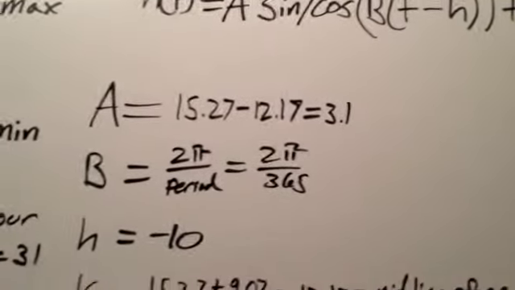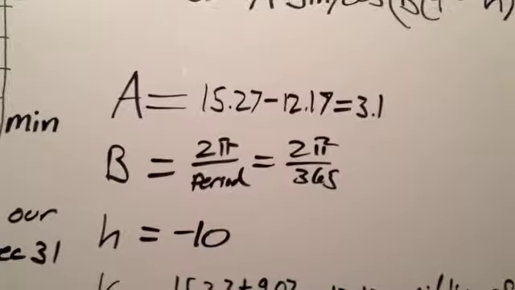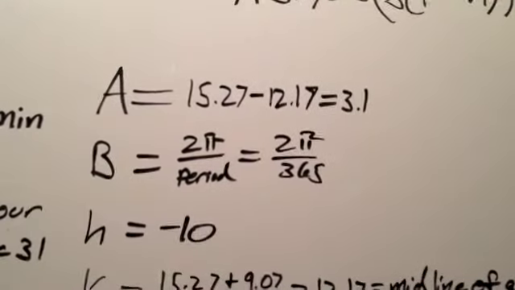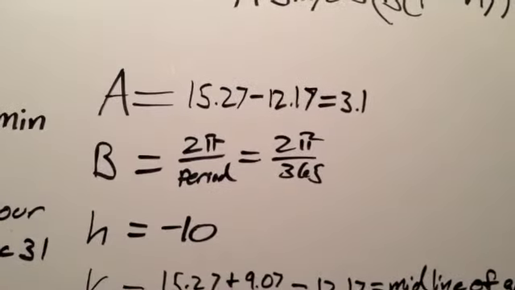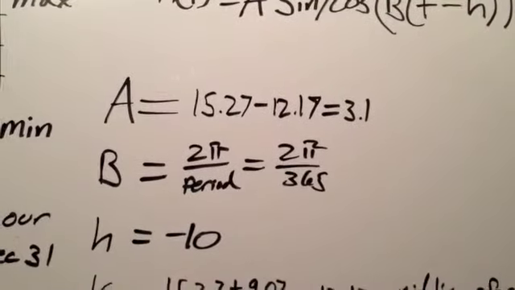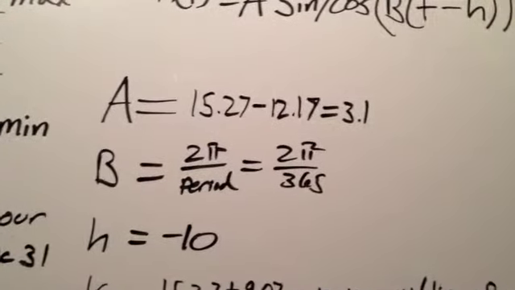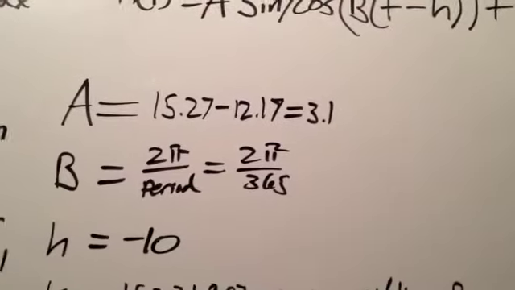So next we're going to find the b value, which is 2 pi over the period. And because a year is 365 days, we know that that is the period. So 2 pi over 365 is the b value.